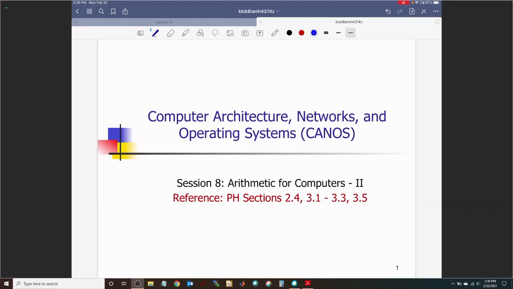All right. So today we are going to continue talking about arithmetic for computers. We are going to focus on some IEEE standards to represent numbers in a 32-bit single precision format and a 64-bit double precision format.